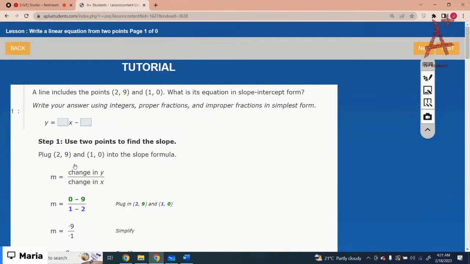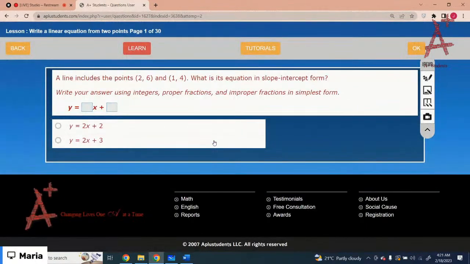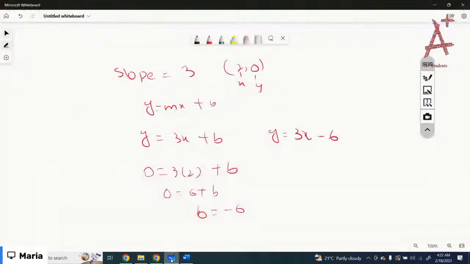One of them is the slope and the other is the y-intercept. First of all, you have to calculate the slope, and then you can use either point to calculate b, the same way we just did in the previous lesson. Got it? Let me start with the test questions. You can look at the tutorial by yourself; they are already solved. The next question on the test is a line that includes the points (2, 6) and (1, 4). What is its equation in slope intercept form? Got it? So the equation has (2, 6) and (1, 4).